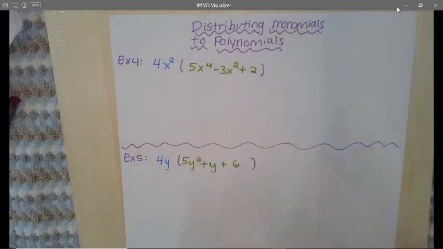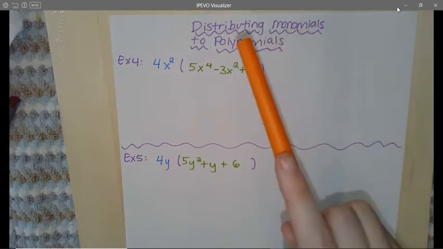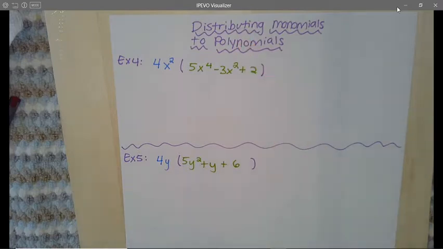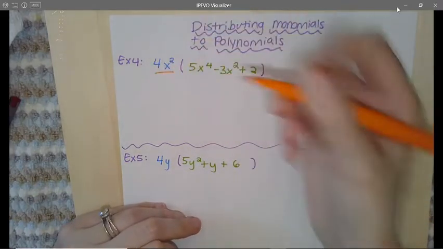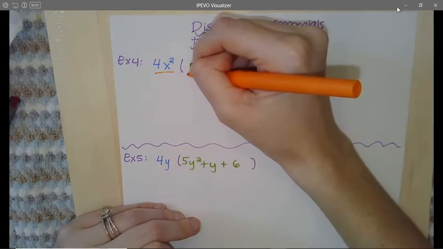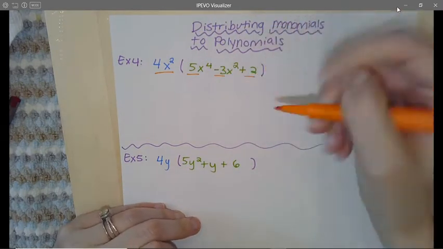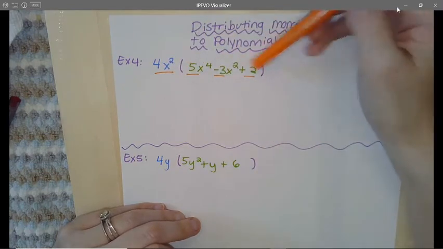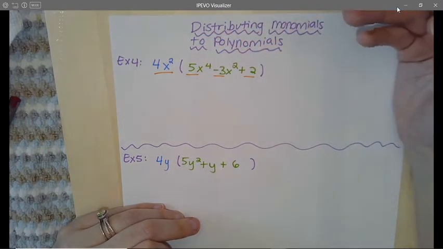Hi everyone, we're now going to talk about how we distribute a monomial to a polynomial. So if you guys see here, we have a monomial outside of the parenthesis because I only have one term. And then we have a polynomial inside of the parenthesis because it has more than one term. It actually has three terms, which means it's a trinomial.